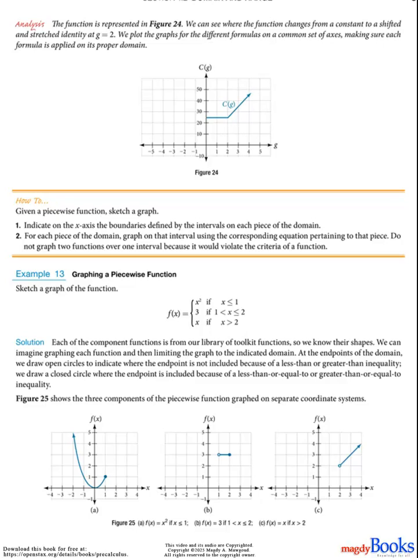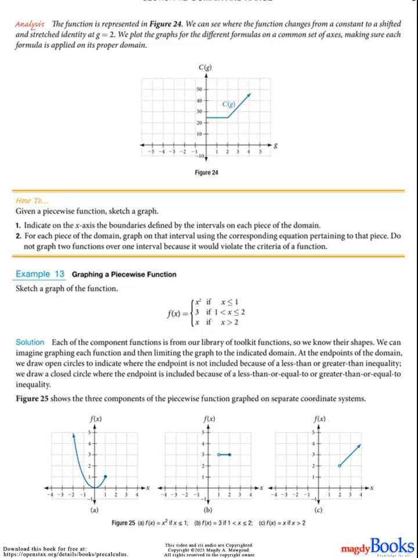Solution. Each of the component functions is from our library of toolkit functions, so we know their shapes. We can imagine graphing each function and then limiting the graph to the indicated domain. At the endpoints of the domain, we draw open circles to indicate where the endpoint is not included because of a less than or greater than inequality. We draw a closed circle where the endpoint is included because of a less than or equal to or greater than or equal to inequality. Figure 25 shows the three components of the piecewise function graphed on separate coordinate systems.